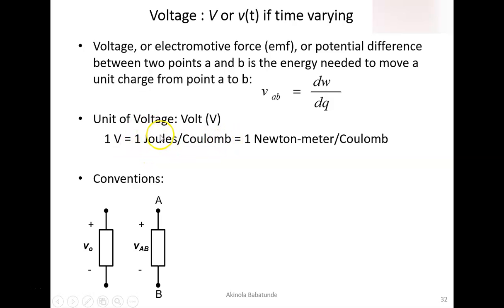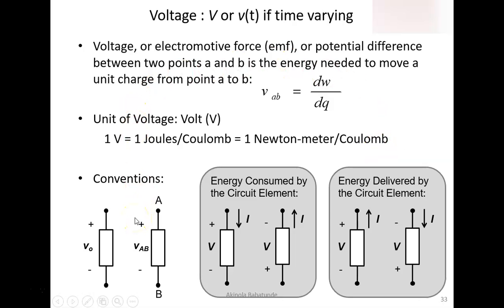1 joule of work done is usually given as force times distance. Force is in newtons, distance is in meters. So you find out that 1 joule is the same thing as 1 newton meter. So the entire expression can also be written as 1 volt equals 1 newton meter per coulomb.